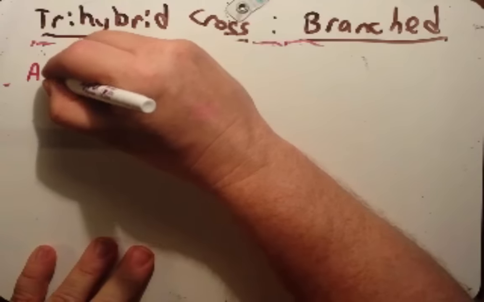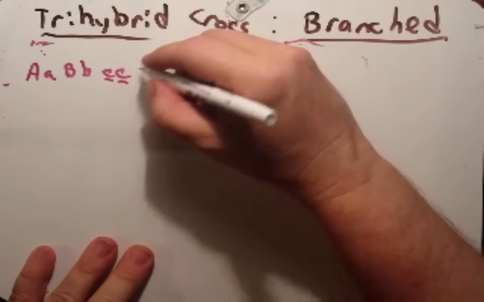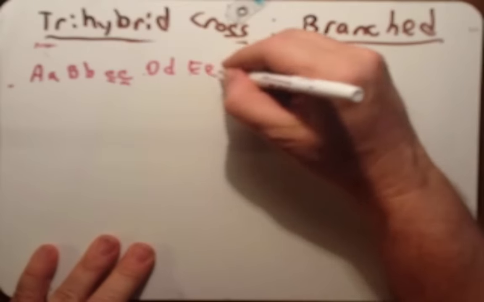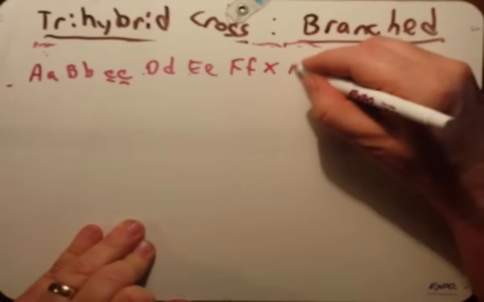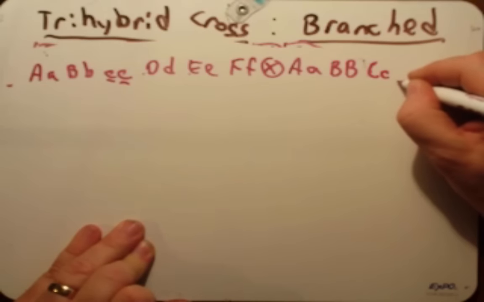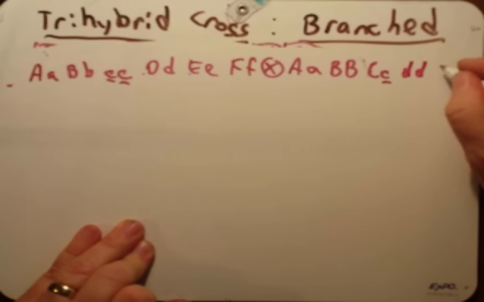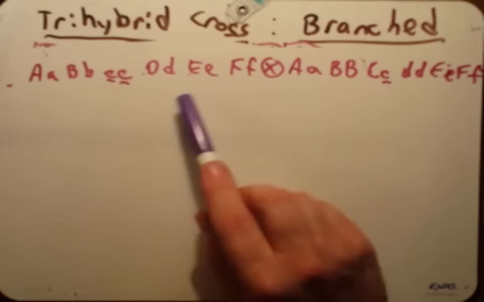I said big A, big B, little c, big D, big E, big F, little f, and I crossed that to a string that was big A, big B, big C, little d, big E, big F, little f. Now if I said, what is the genotypic or the phenotypic ratios of all the possibilities, that might not be very nice of me. So I wouldn't ask that particular question for a 6-character cross.